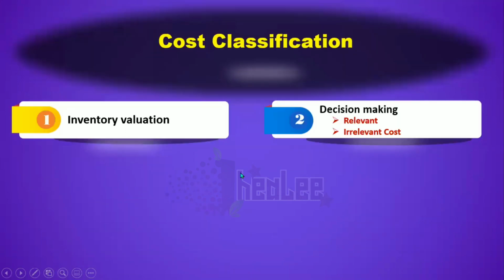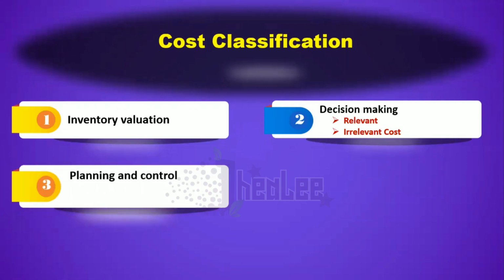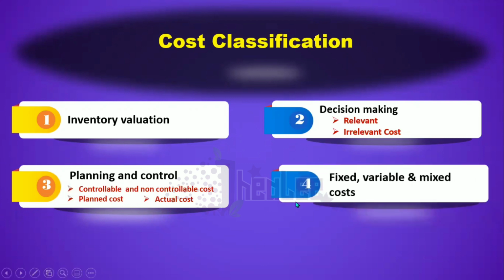Now, we're going to continue looking at cost classification because we have other areas relating to it, and that is planning and control. In terms of planning and control, you need to ensure that you know controllable and non-controllable costs, planned costs, and actual costs. You also need to focus on fixed, variable, and mixed costs. You need to be able to identify those.